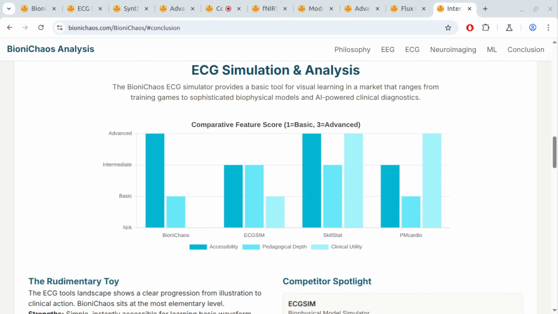It's rated advanced in all three categories: accessibility, pedagogical depth, and clinical utility. The others are rated basic or intermediate in one or more categories. We're looking at the same chart. Yes, I'm looking at the comparative feature score chart. It shows the ratings for Bionic Chaos, ECG Sim, SkillStat, and PM Cardio across the three features I mentioned. Bionic Chaos is the only one rated advanced across all three categories.